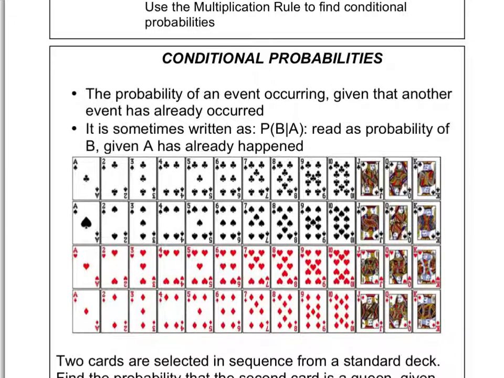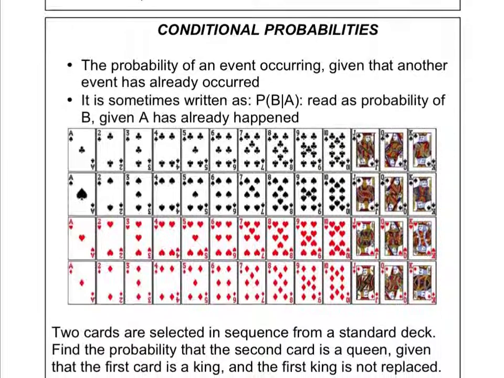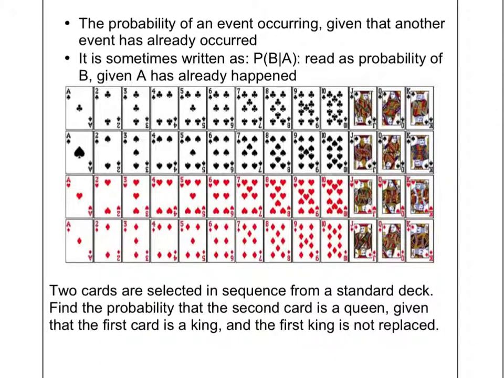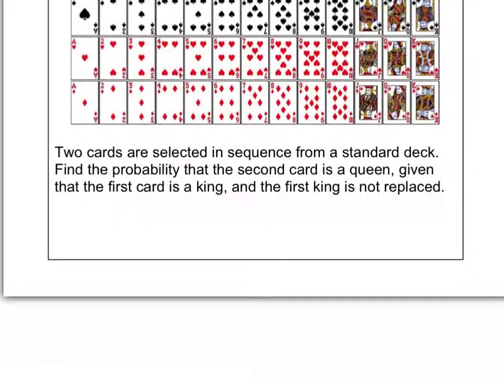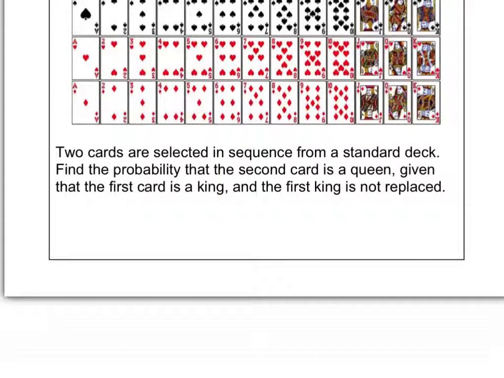Okay. Now you're going to see a lot of card usage when we start talking about conditional probabilities. As we look at this, I've got the deck of cards up already. We talked about this today in class as well. So I'll give you an idea of what they're talking about with conditional probabilities. It says, 2 cards are selected in sequence from a standard deck. Find the probability that the second card is a queen, given that the first card is a king, and the first king is not replaced.